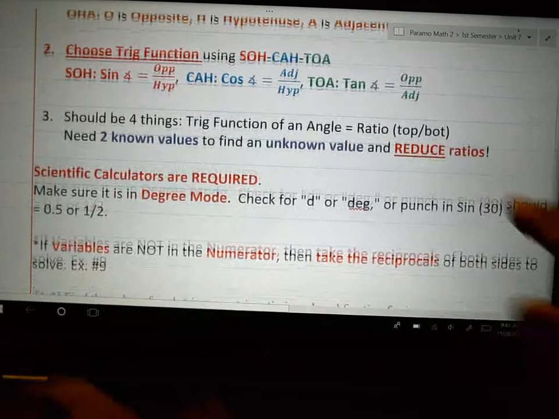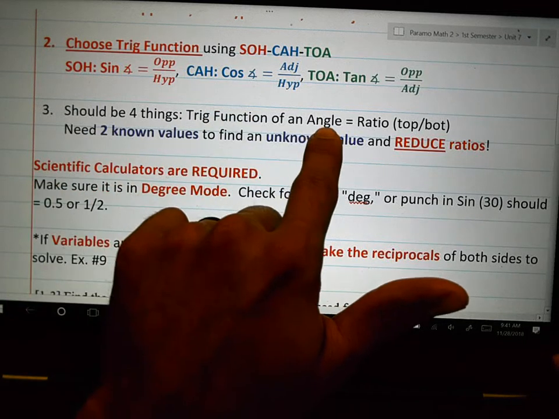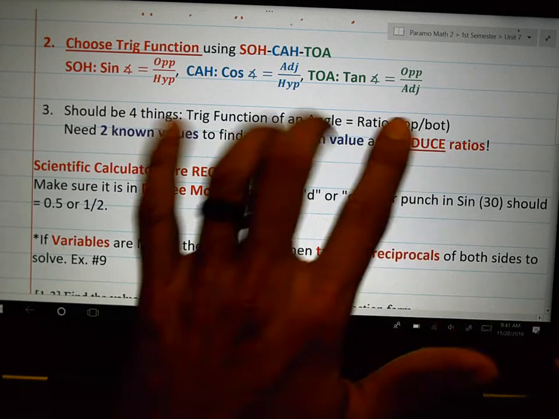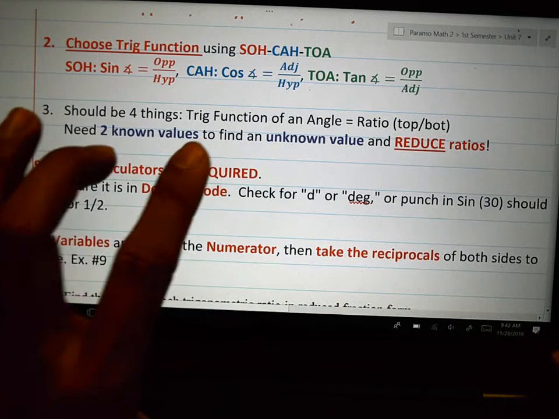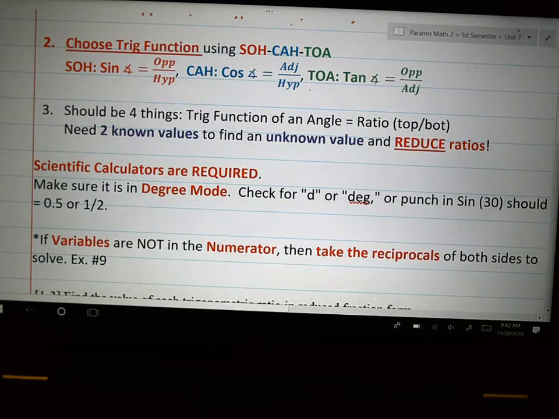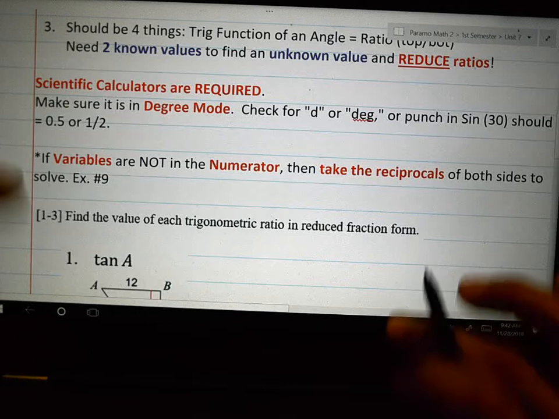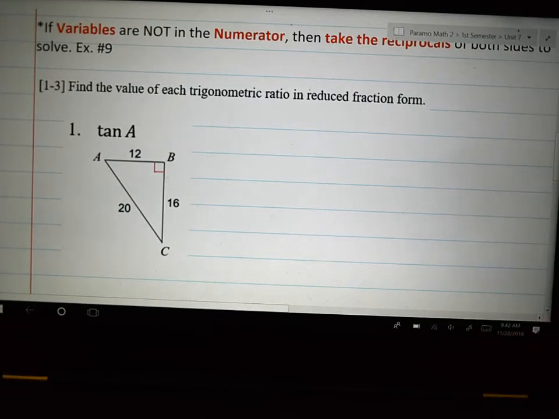And the things that we're going to be doing, there's always a trig function, there's always an angle, and then there's a ratio, a top and a bottom. There's 4 parts. We got to know 2 known values and 1 unknown value and reduce everything when we do it. So with that being said, I'm going to skip this little star point. We're going to jump right into an example.